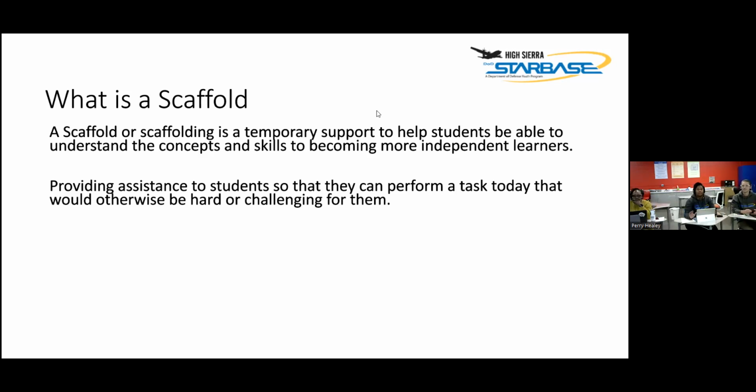Okay, no questions. So this next section is about how do we help our students that are not performing as well as your other students. And so you asked yesterday about how you support students in your classroom that aren't as intelligent as other students in your classroom. And so here we call that a scaffold. A scaffold or scaffolding in your classroom is a temporary support to help students understand the concept or skills that you are teaching to make them more independent learners.